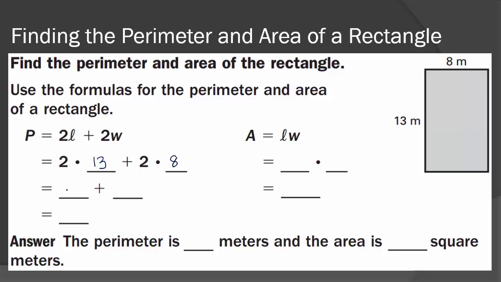2 times 13 is 26. 2 times 8 is 16. Add those together to find the perimeter of 42. Area is easy. It's length times width, so it's 13 times 8. 13 times 8 is 104. So the perimeter is 42 meters and the area is 104 square meters.